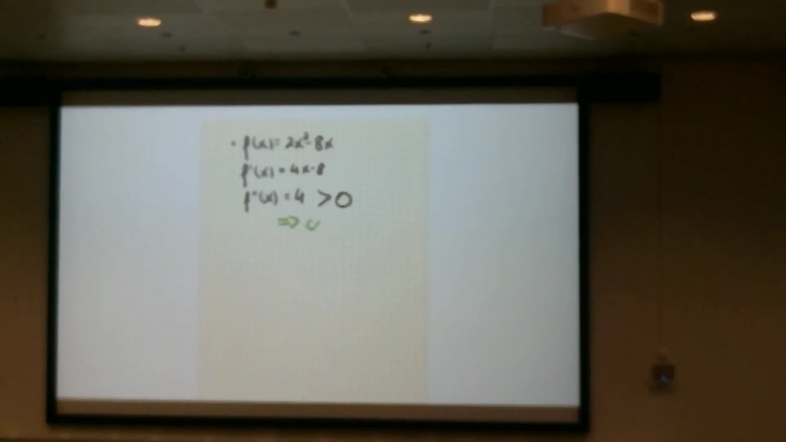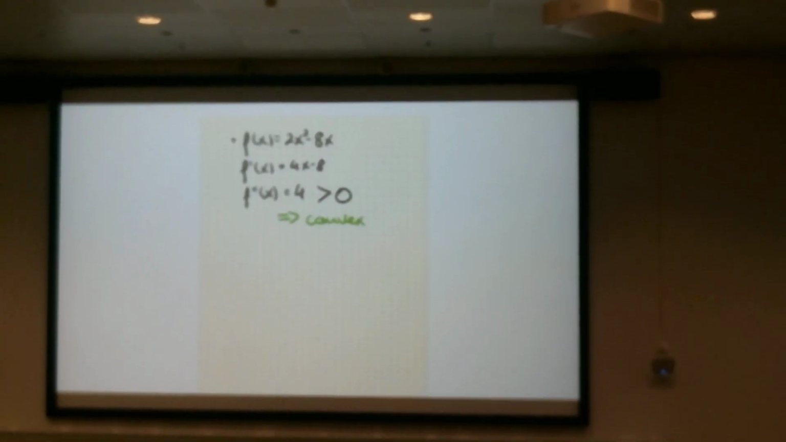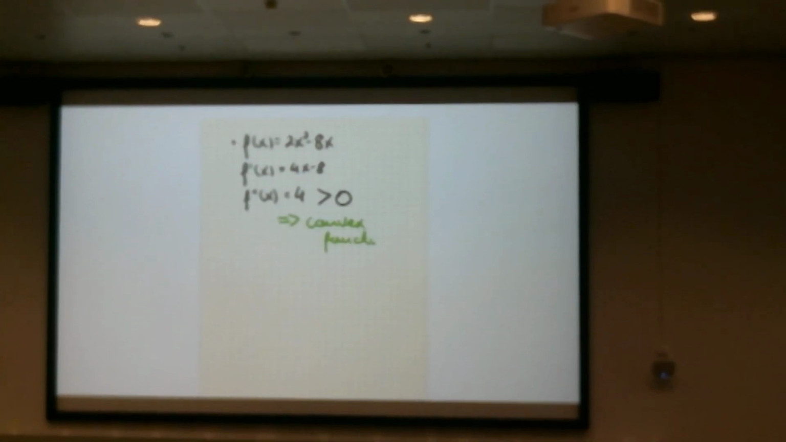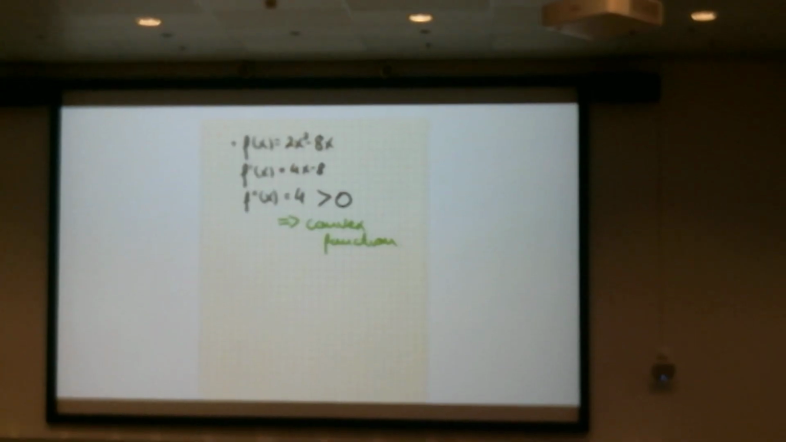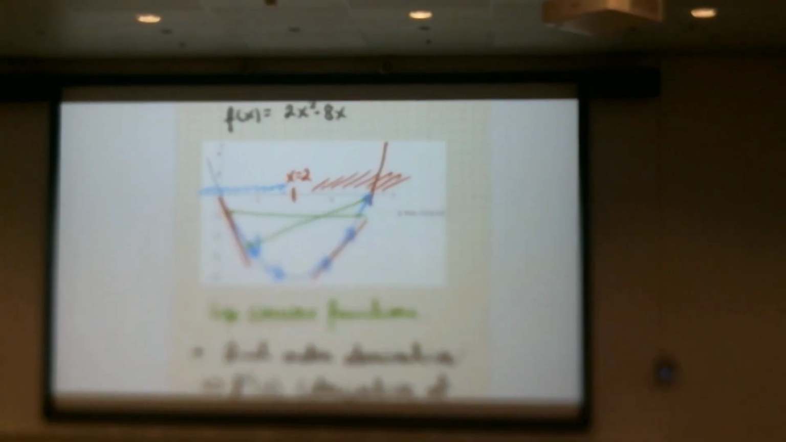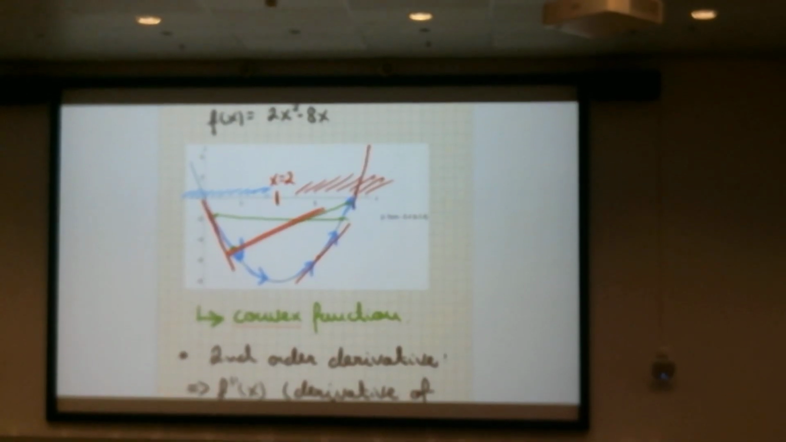To do it again, take what you have, do it again. I hope you see this is equal to 4. The derivative of a derivative is equal to 4. It's a strictly positive number, meaning a convex function. So you can find whether a function is convex or concave by looking into the second derivative. And we see that indeed for this function, it is convex.